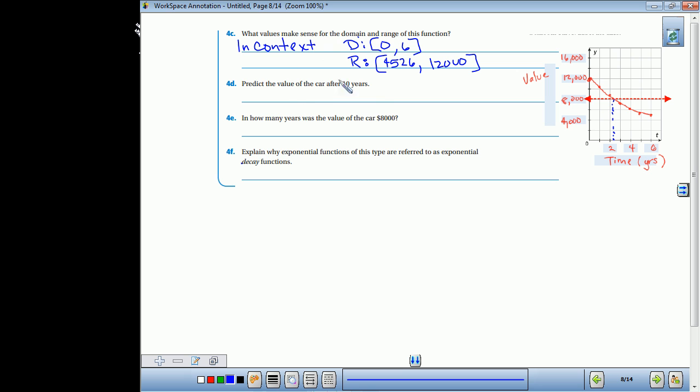All right. Predict the value of the car after 10 years. Well, we have this equation. We have the value after a given amount of time is equal to that 12,000 times 0.85 to the t. And t represents time in years. So we would just plug in 10. And what would the value of the car be approximately?